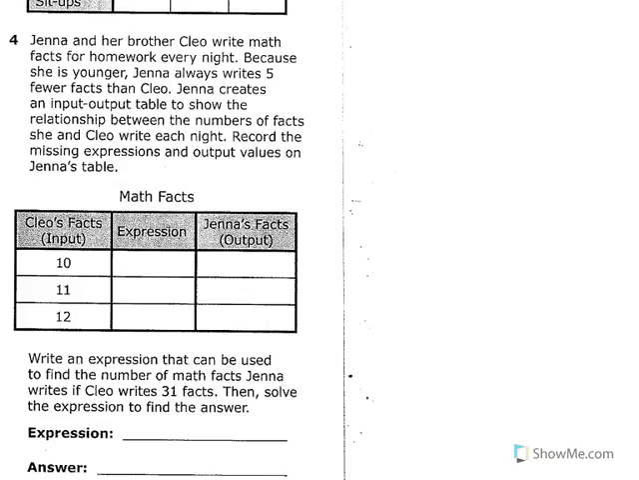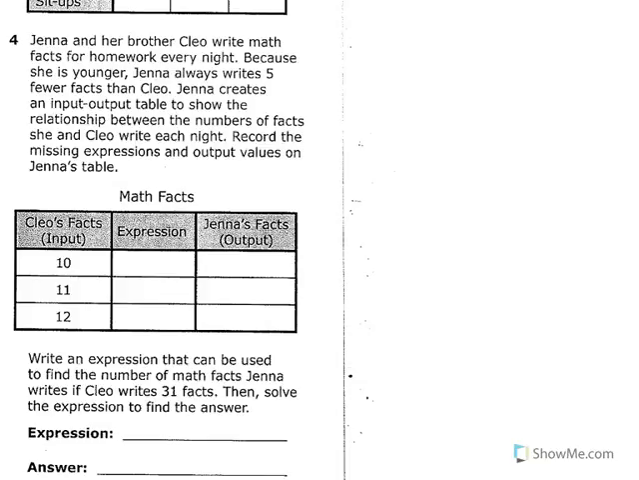Question number 4. Gina and her brother Cleo write math facts for homework every night. Because she is younger, Gina always writes 5 fewer facts than Cleo. Gina creates an input-output table to show the relationship between the number of facts she and Cleo write each night. Record the missing expression and output values on Gina's table.